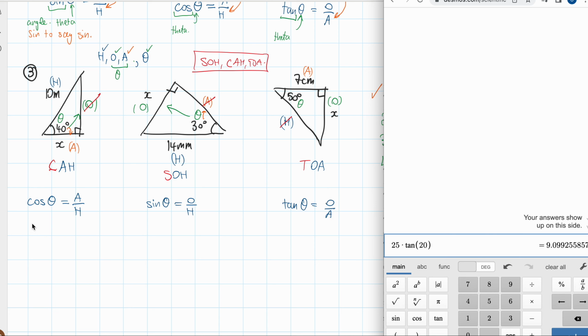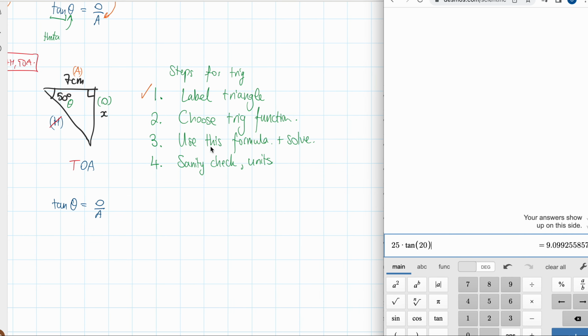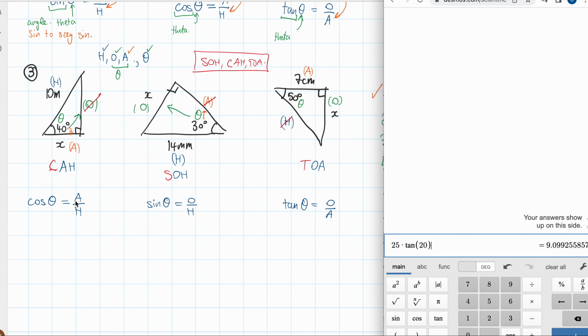Now that we have all those equations out, we want to use this formula. So we've written out the formula, we've got to use it now. So here we go. Theta represents the angle. The angle in this case is 40 degrees. Adjacent corresponds to our letter X, and H corresponds to our number 10.